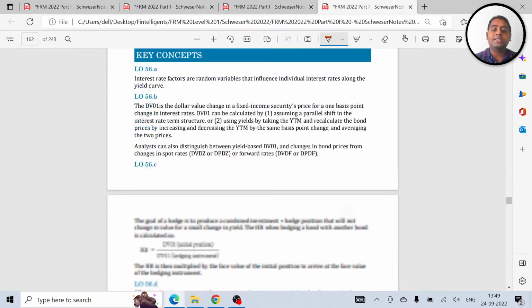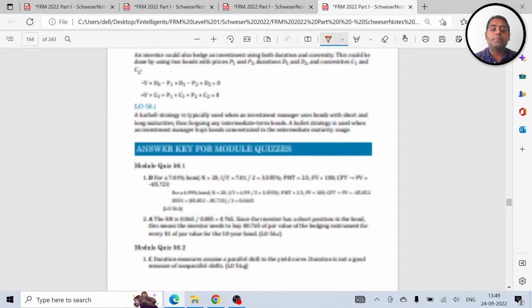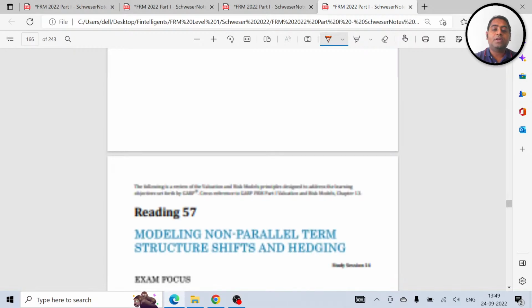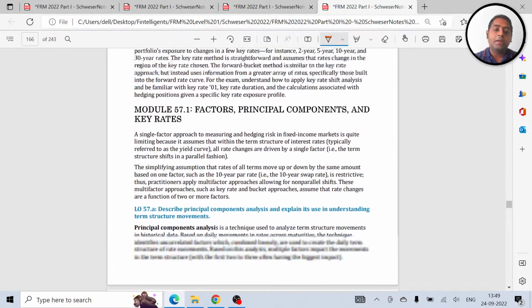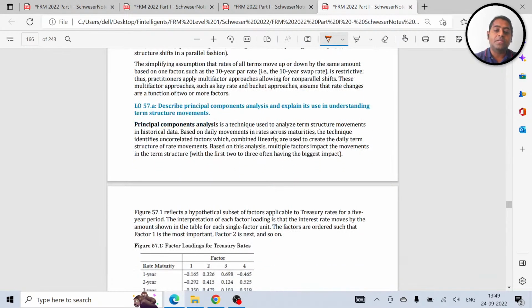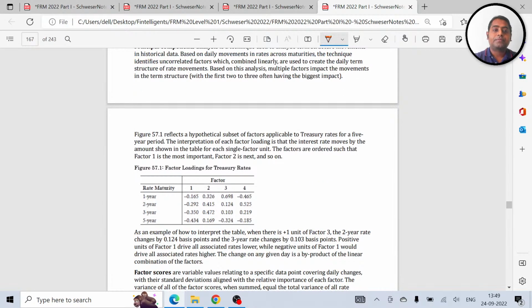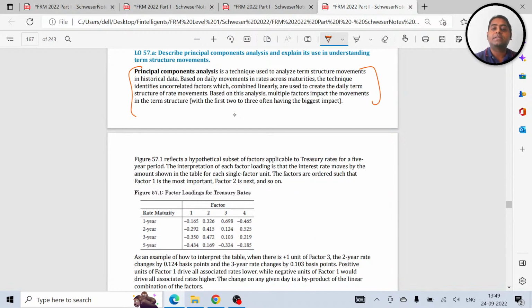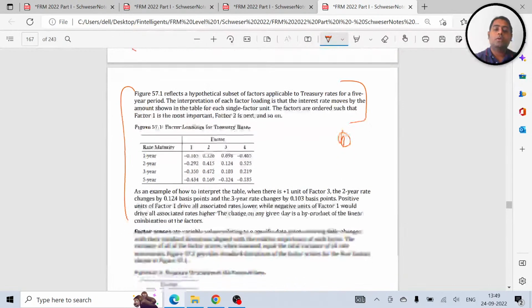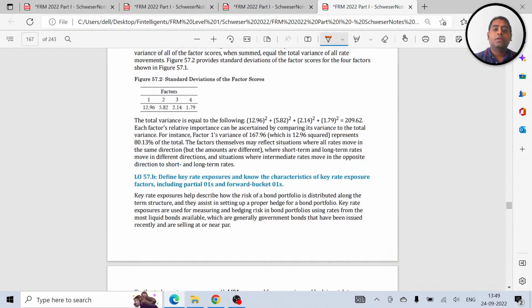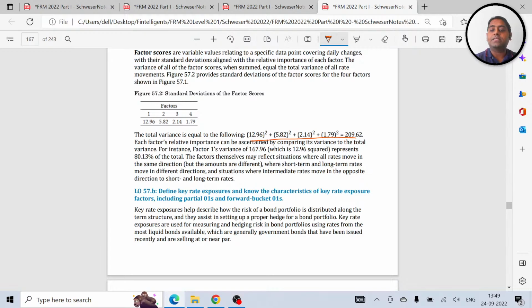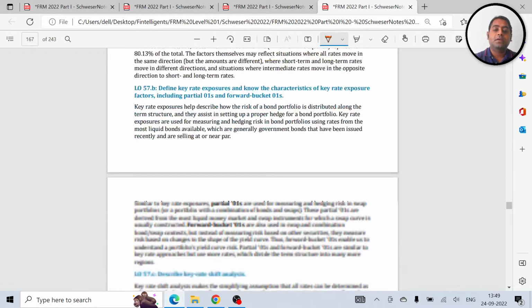Let us move towards the next chapter, modeling non-parallel shift. Term structure basically, chapter is slightly complex because they are more related to modeling part, but few sections you can focus on, like the principal component analysis. I'm marking this as star. Then factor score is okay. This logic of factor score can be tested out. So I'm just marking this.